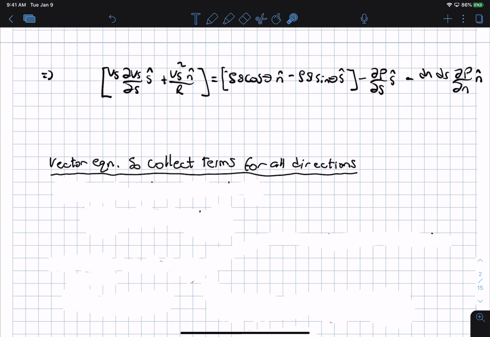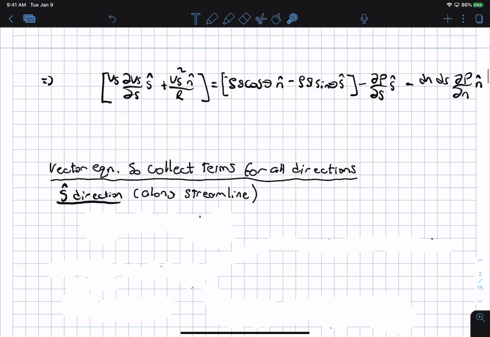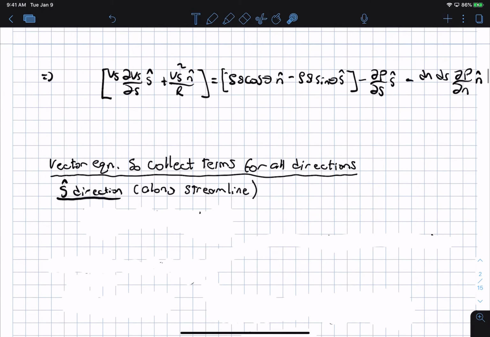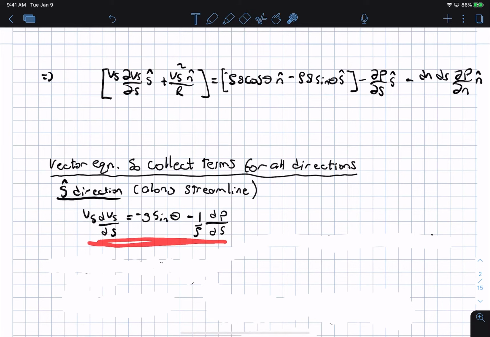First, I will do the direction along the streamline. So that will be the s hat direction along the streamline. If I look at this master equation here that has both, that will include this term here, and this term here. Oops, I had the wrong term. It'll be this term here, and this term here. Sorry about that. So we then gather those terms, and this is exactly what we have here.